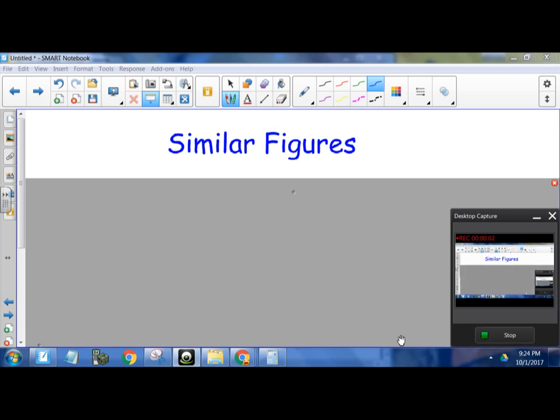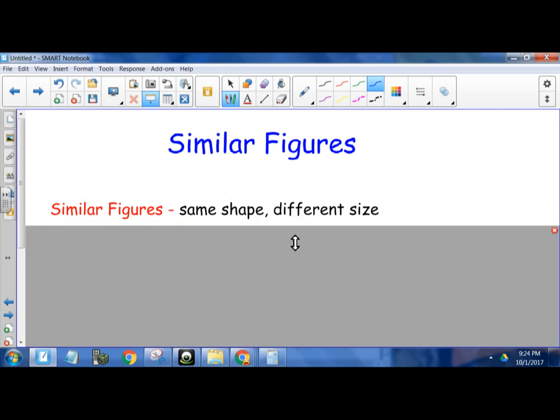Let's talk about similar figures. This is a big term in geometry. We're just going to skim the surface. Similar figures are figures of the same shape but different size.